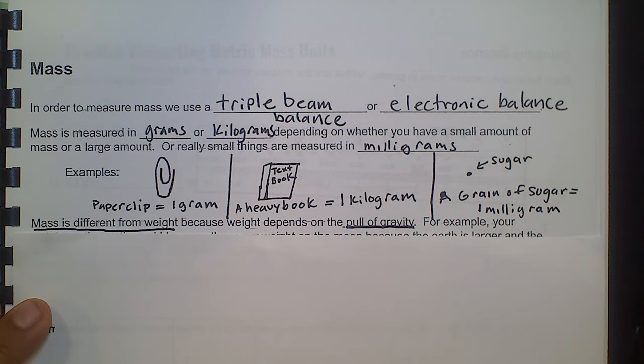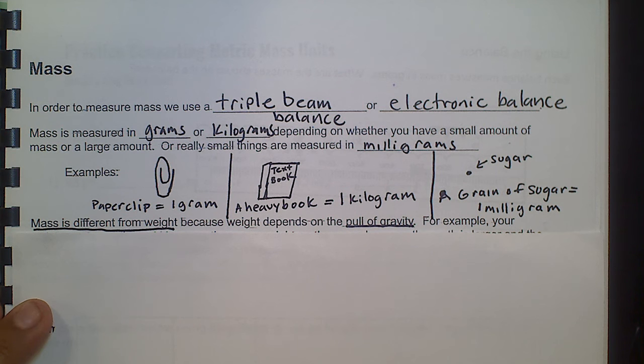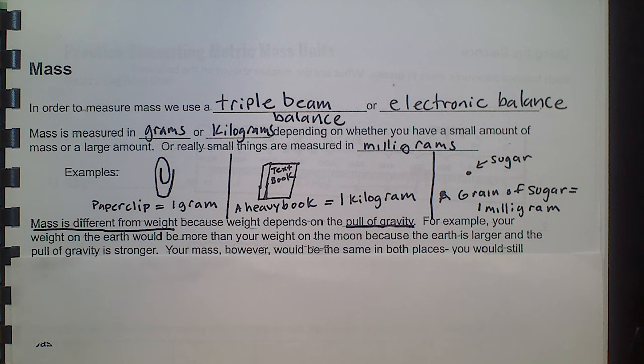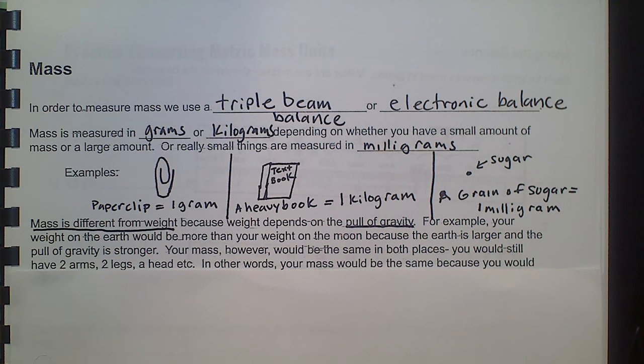Mass is different from weight because weight depends on the pull of gravity. For example, your weight on the Earth would be more than your weight on the Moon because the Earth is larger and the pull of gravity is stronger. Your mass, however, would be the same in both places. You would still have 2 arms, 2 legs, a head, etc.